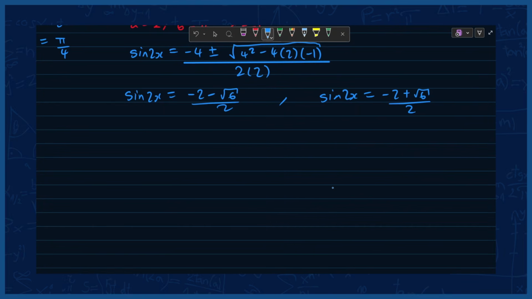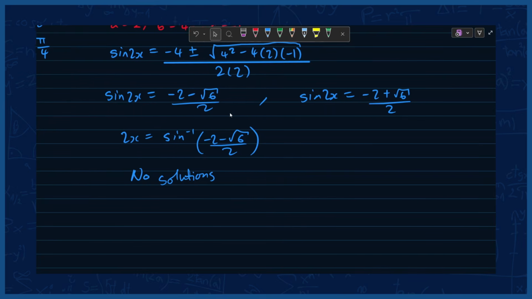And let's evaluate this. 2x is equal to arcsine of negative 2 negative root 6 over 2. Punch this into the calculator. That gives us an error, and that's probably because negative 2 negative root 6 over 2 is approximately negative 2.22. And remember, our sine graph ranges from negative 1 to 1. So if you have any values outside of that range, they're going to give you an error. That's what I should write as no solutions. So that means our solution has to come from this equation.